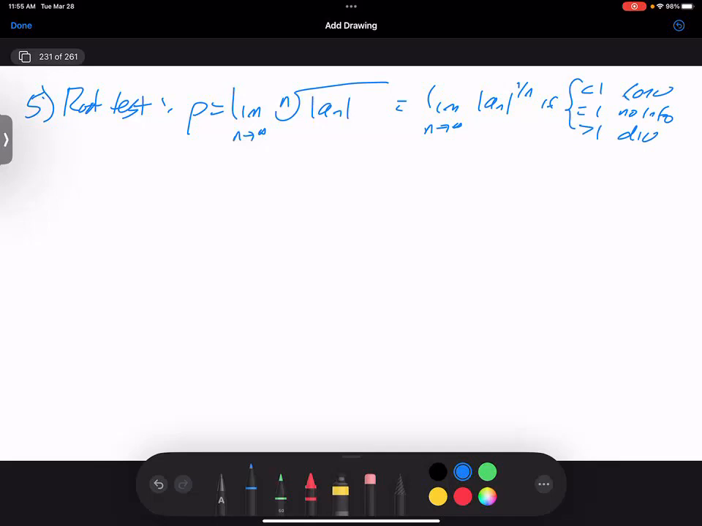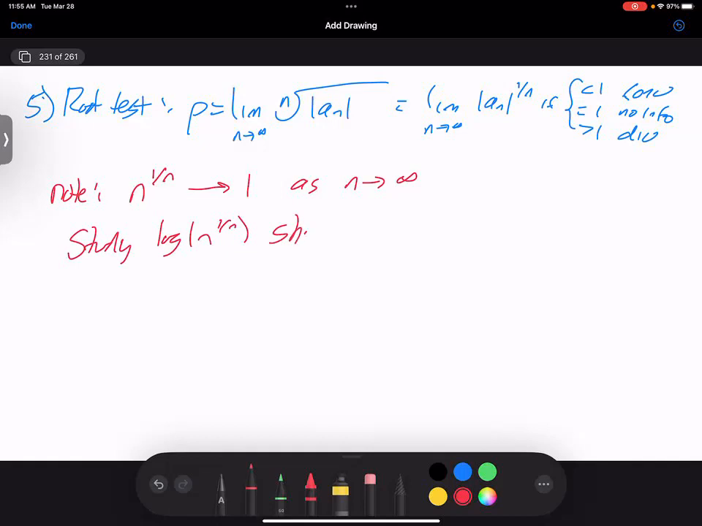This is again very similar to the ratio test. The real difference is the algebra becomes a little bit harder. One of the key facts to note is n to the 1 over n goes to 1 as n goes to infinity. We talked about the proof of that in class. The easiest way to see this is let's study the log of n to the 1 over n and show that goes to 0. Well, this is 1 over n times the log of n, or the log of n over n.